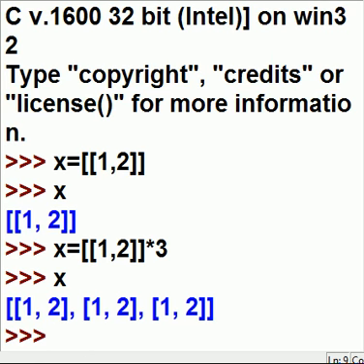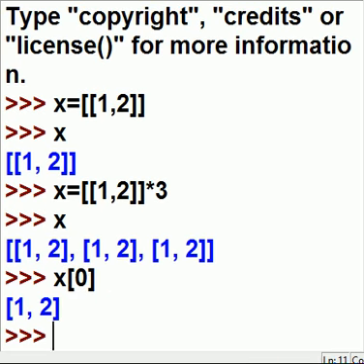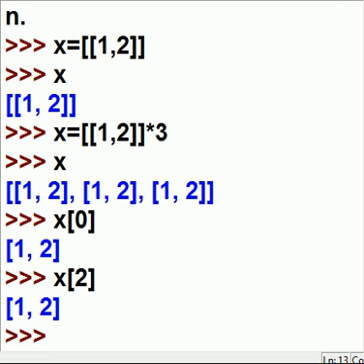So, what is the 0th element of x? And that's the array 1, 2. What is the second element of x? That's the last one over here. This is 0, this is 1, and this is the 2th element.